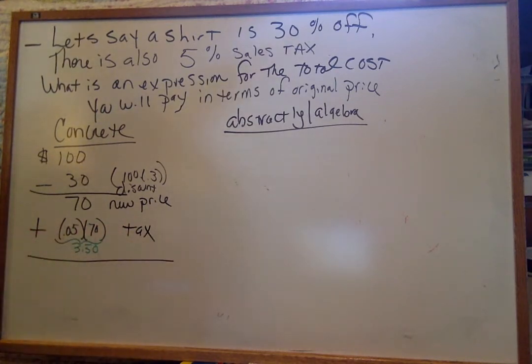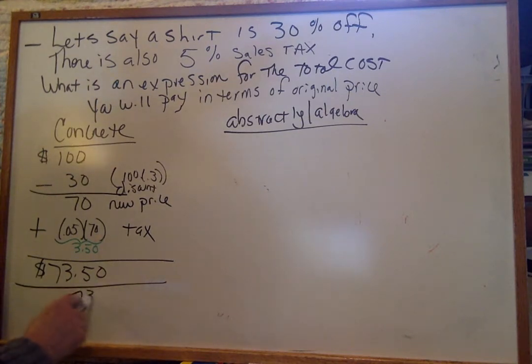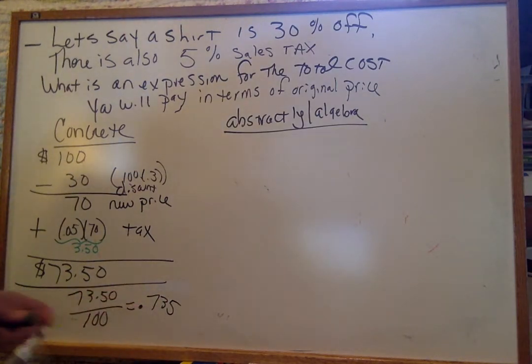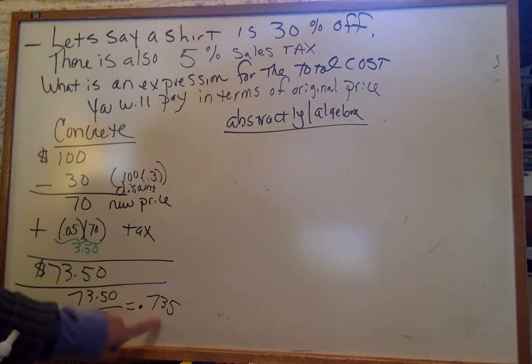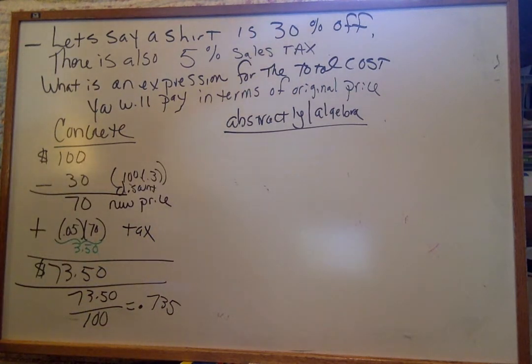You just calculate that out on your calculator. Make sure you're using 0.05 and not 0.5. You will pay a total of $73.50. And you can think about it, if you want, go one step further. I paid $73.50. It was a $100 shirt, right? So the multiplier would be 0.735. I'm pointing this out because I'm about to do it abstractly, and you'll see why in just a second.